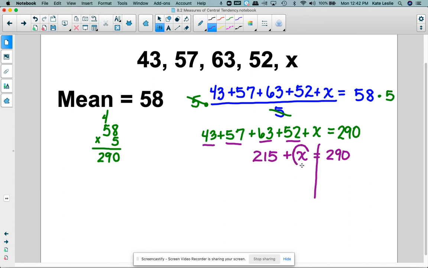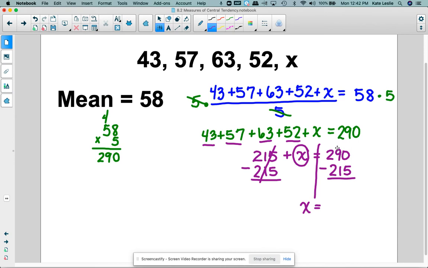Okay, this is where we draw our equal track. We circle our variable, and we do the opposite to each side. So right now we're adding 215. I'm going to subtract 215 and subtract 215. These cancel since they're opposites, and we're left with x equals 290 minus 215.